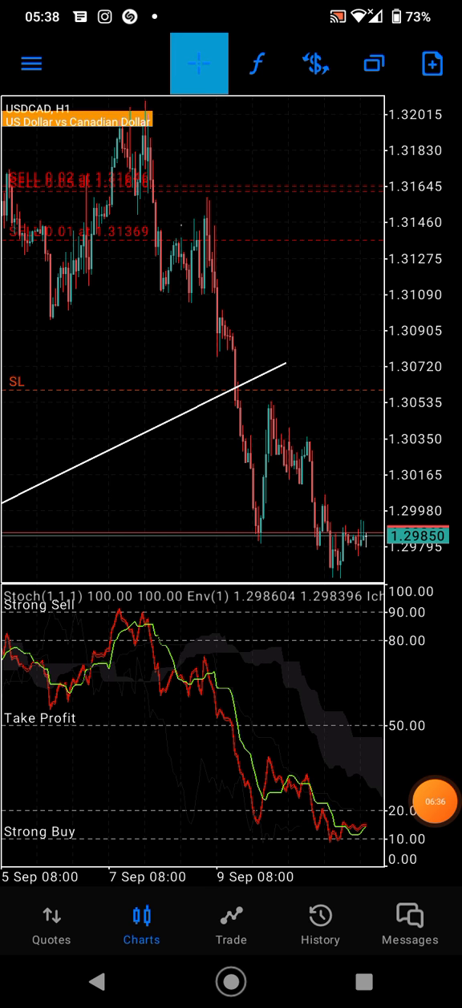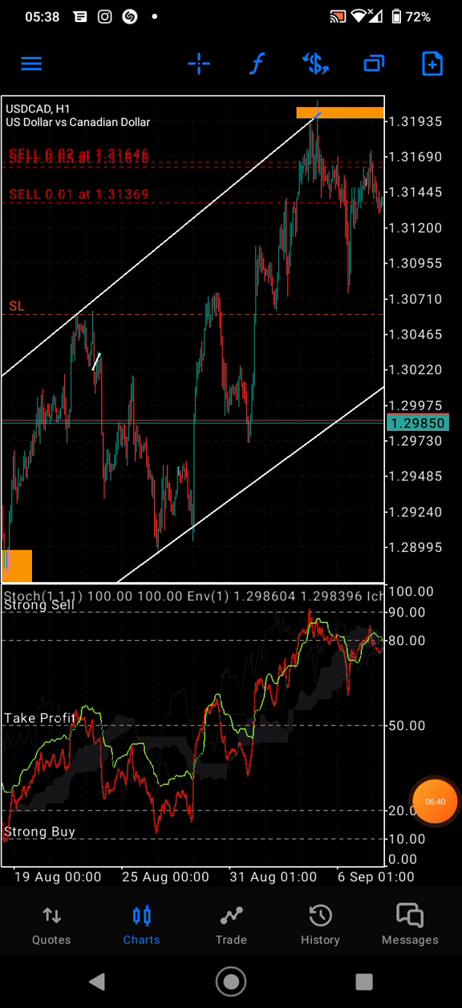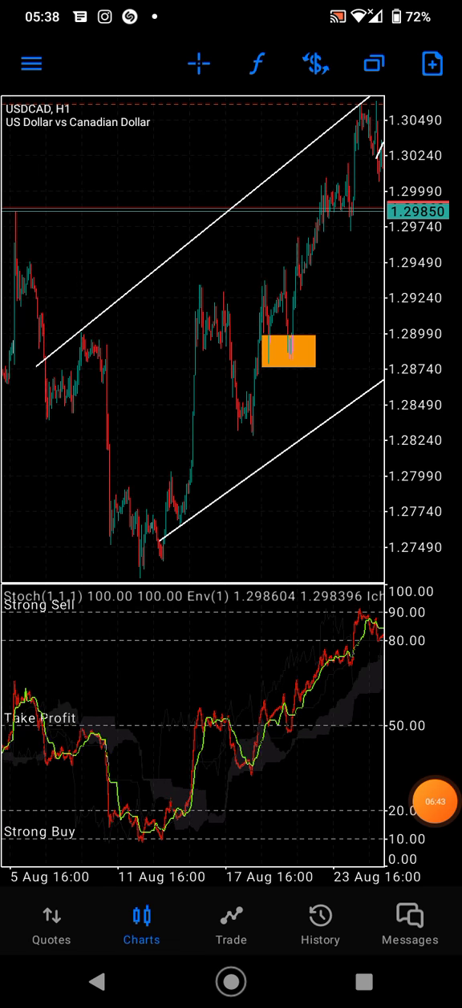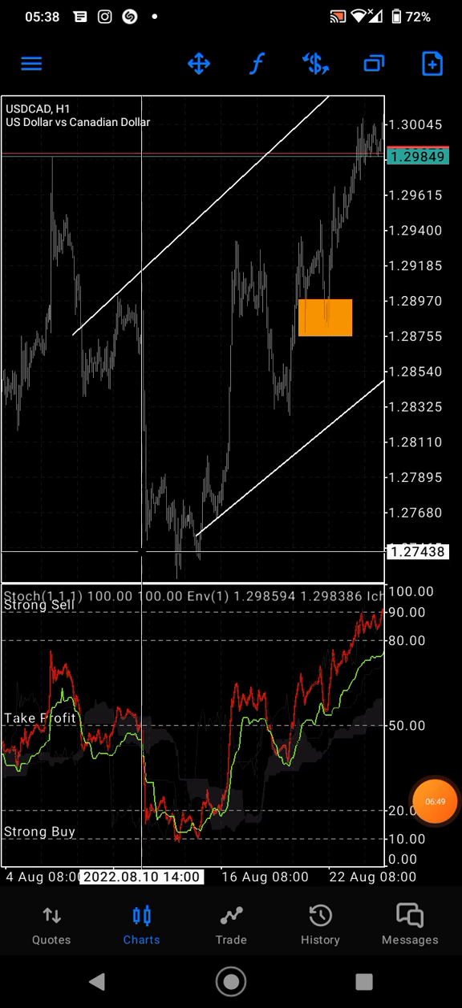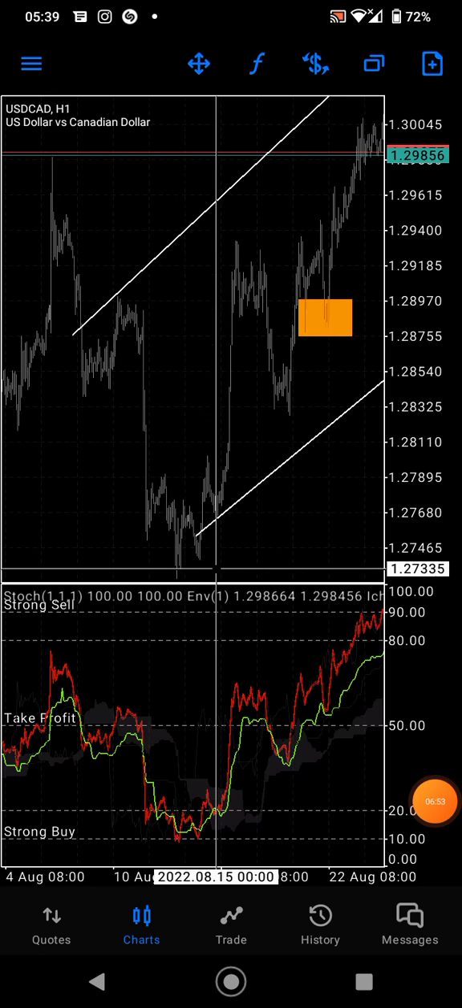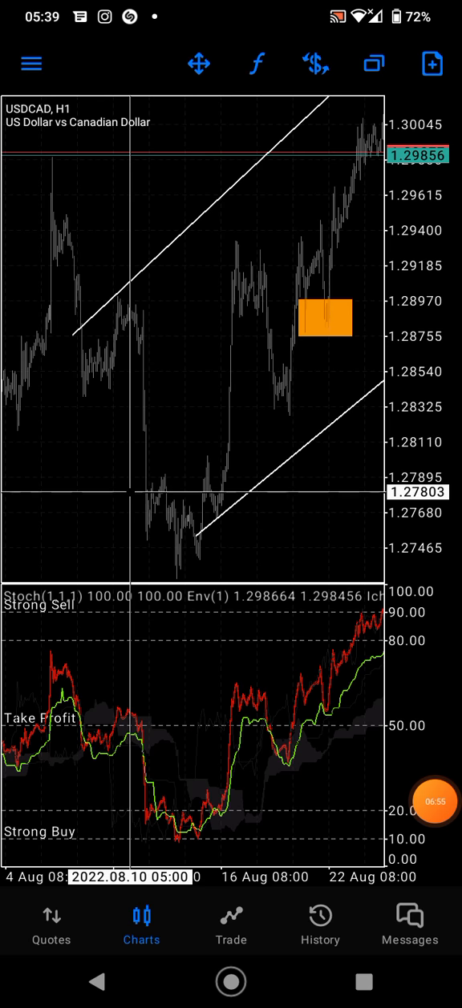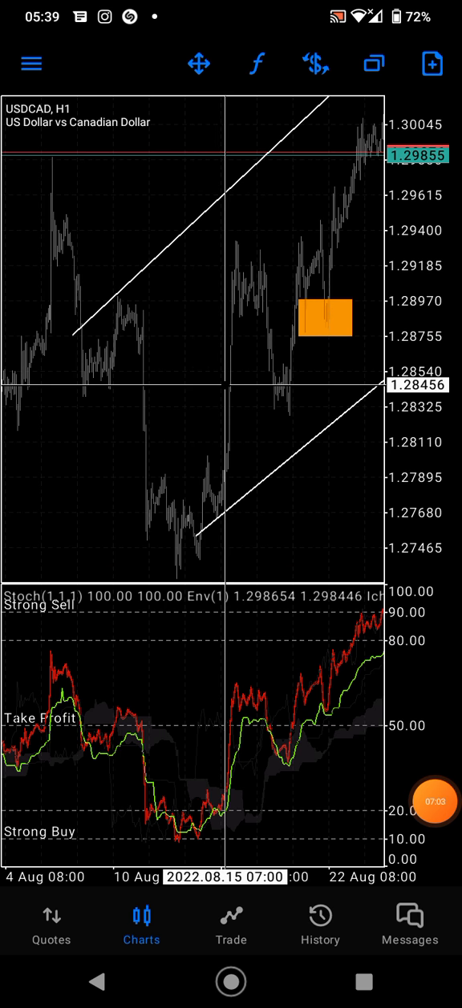So that's why I took this trade. With this one, I think it's an inverse head and shoulders, if I'm not mistaken. To me it looks like an inverse head and shoulders, but it's not that picture perfect. But you could have still capitalized on this.